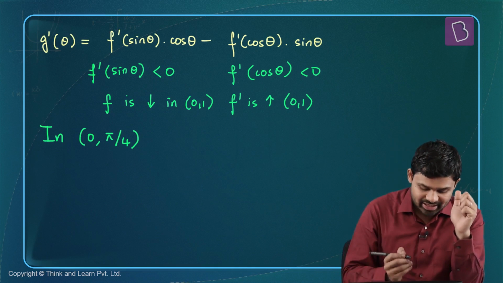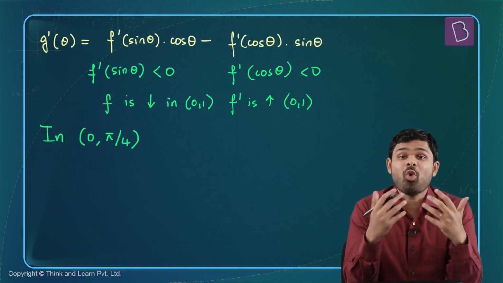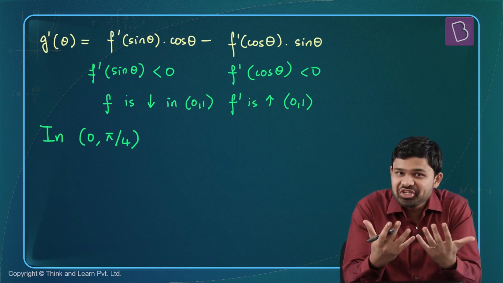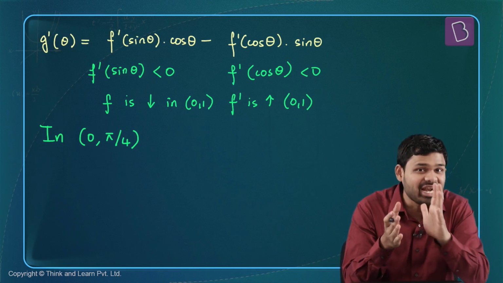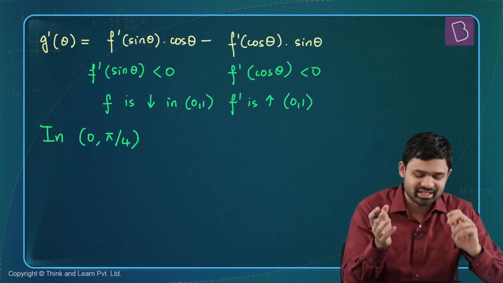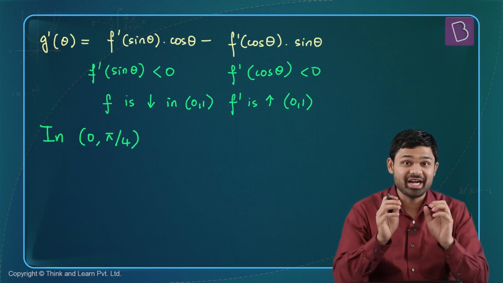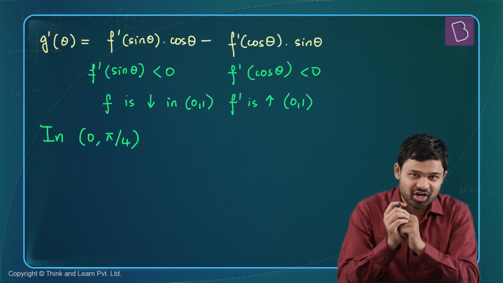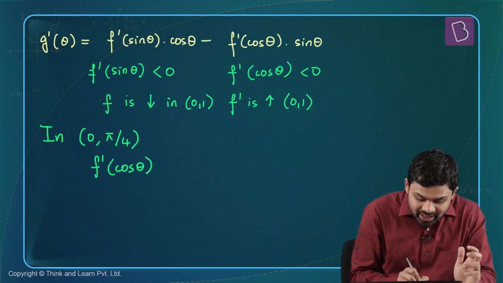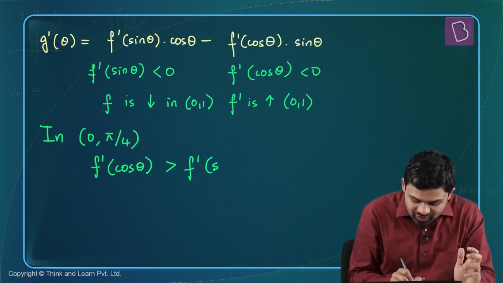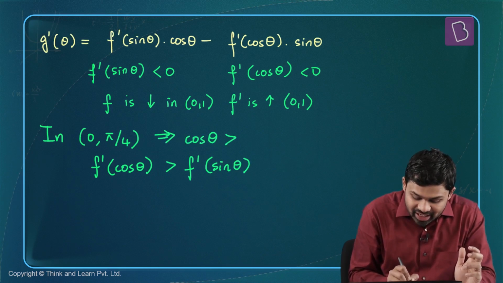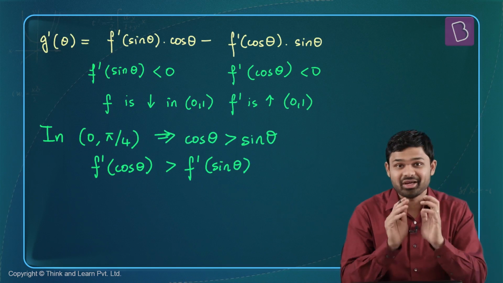So cos theta is greater than sine theta, and then what? Because f dash is an increasing function and cos theta is greater than sine theta, f dash of cos theta will also be greater than f dash of sine theta, right? Because f dash is an increasing function. So f dash of cos theta is going to be greater than f dash of sine theta, simply because in this interval cos theta is greater than sine theta, right?